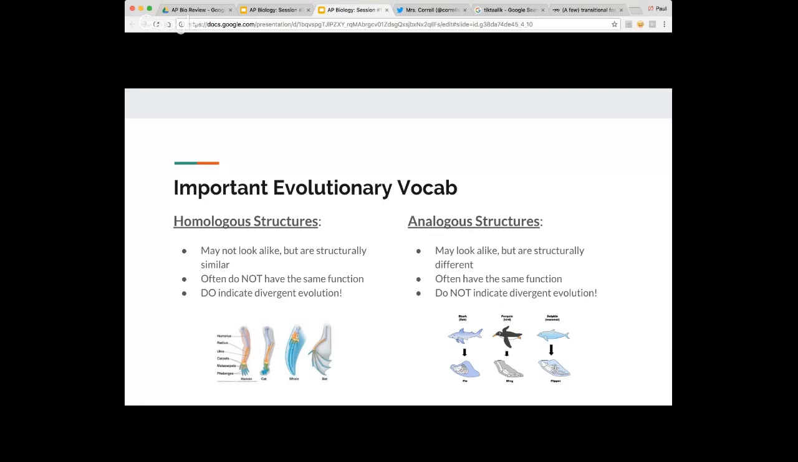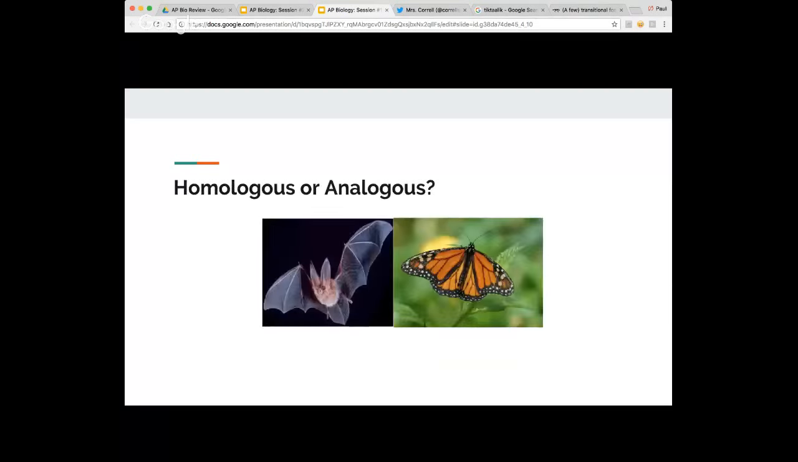Hey, does this sound familiar? Homologous structures are generally related to divergence. Analogous structures are usually related to convergence. So don't fall for an analogous structure. Just because things have wings, just because things have flippers, just because things have legs doesn't mean that they have the same flippers and legs or the same wings. So, quiz time. Homologous or analogous? A bat and a butterfly.